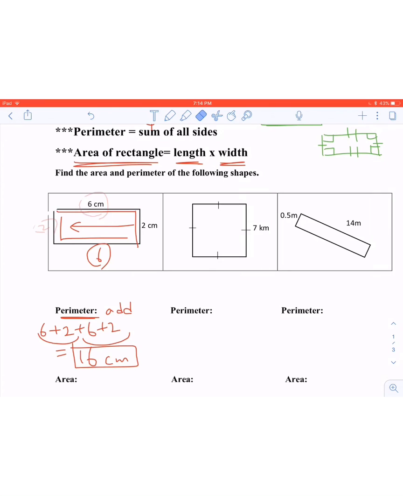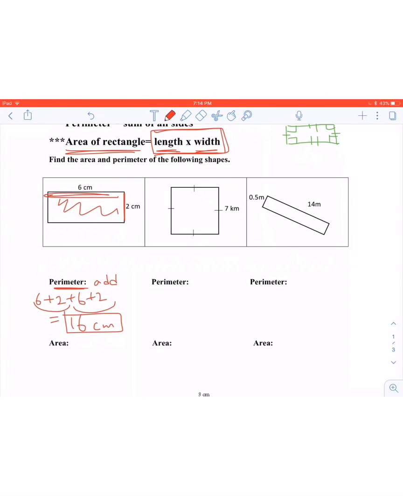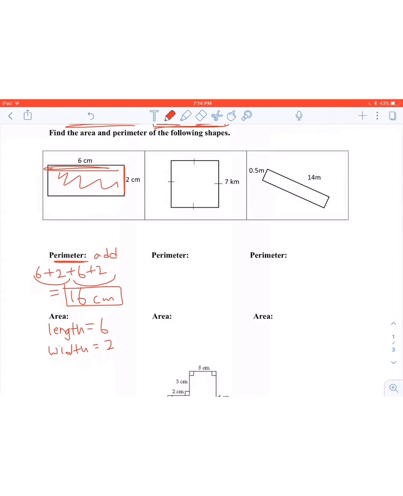Secondly, I would like to find what the area is. Again, what's inside. Don't forget, to find the area of a rectangle, you just multiply length and width. First identify what the length is. Let it be 6. If you put 2, that's fine. One or the other is fine. You just have to multiply the two sides. So area is equal to 6 times 2, which is 12 centimeters squared.